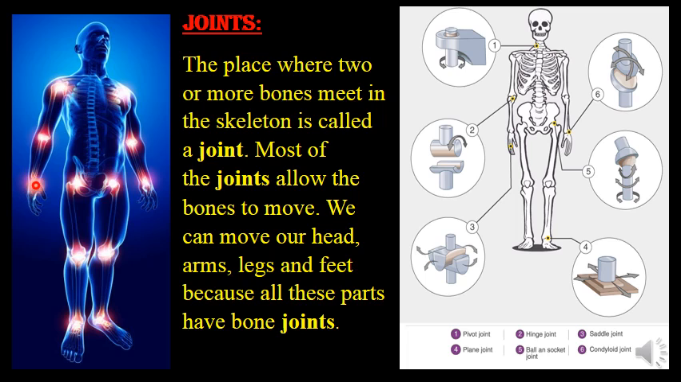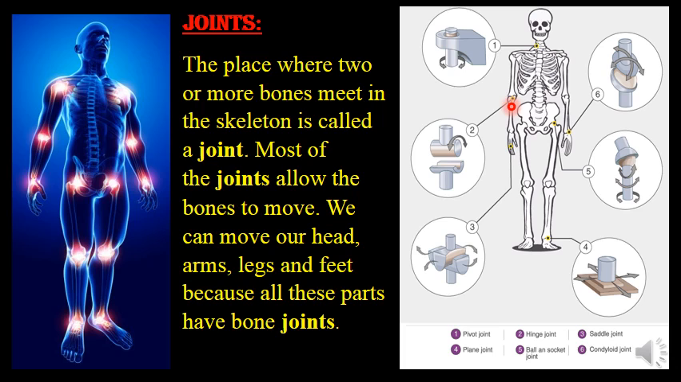At the elbow, at wrist, at knee and at the toes. All these highlighted parts are called as joints. You can see here. At neck, elbows, then at fingers, toes. Here two or more bones join in this place. This is called as joint. Most of the joints allow the bones to move. They help bones to move. We can move our head, arms, legs and feet because all these parts have bone joints. Wherever they have joints, those joints help to move the bones.